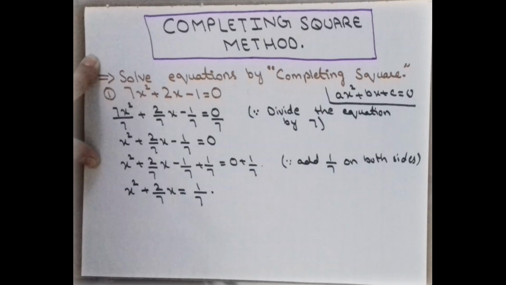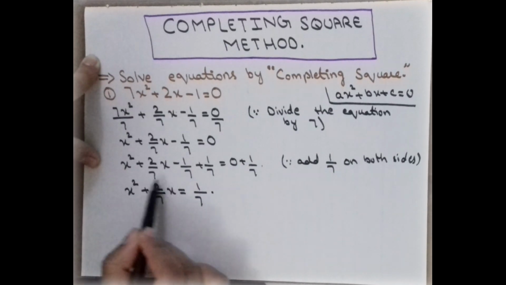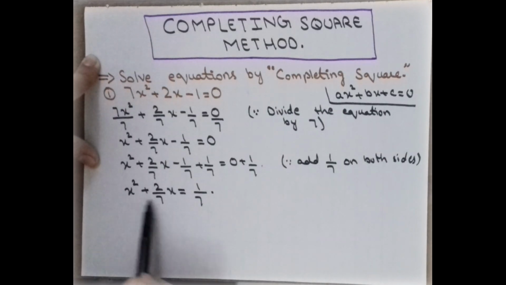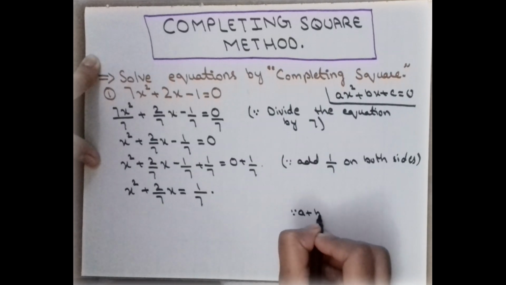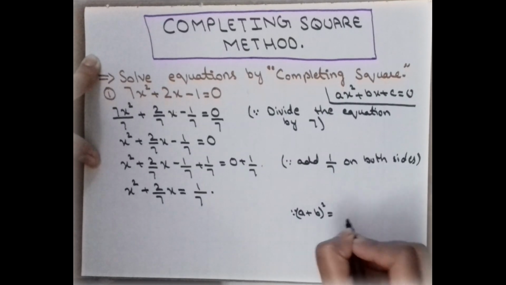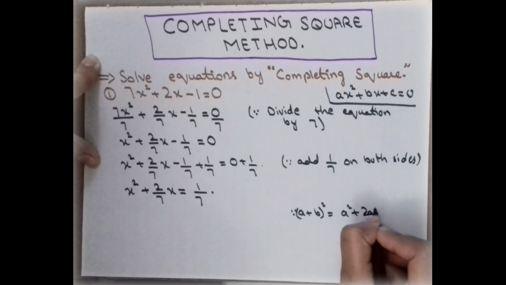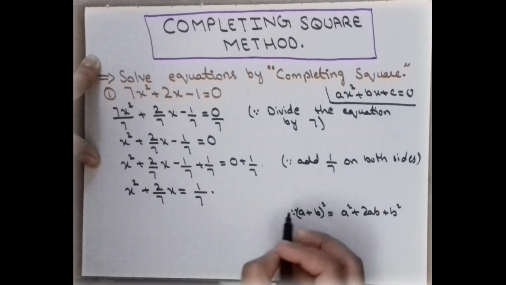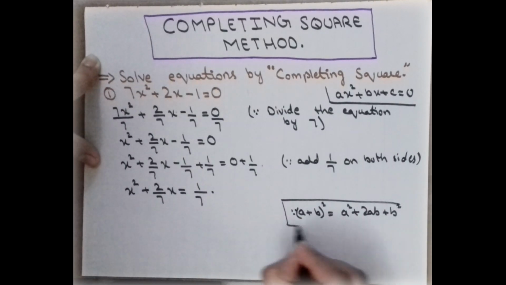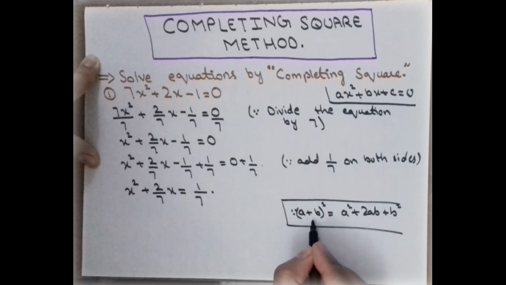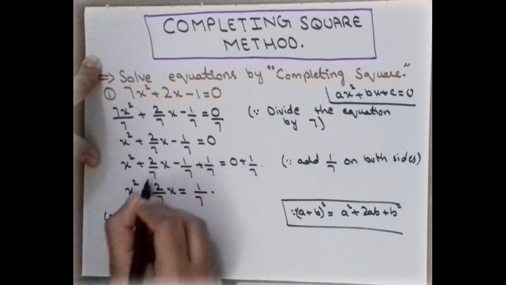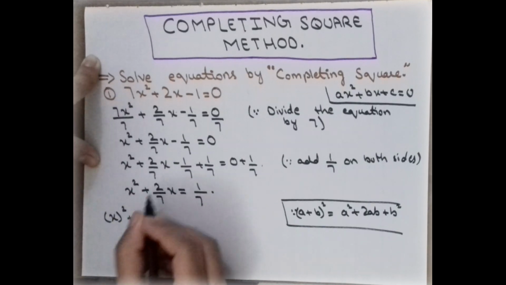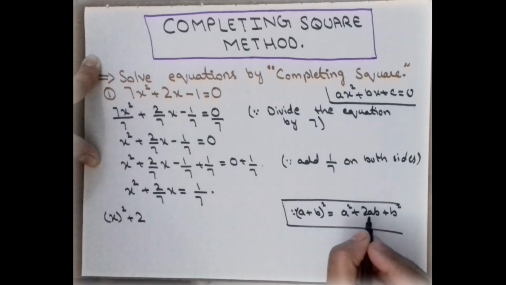Now, as the method's name says, completing the square, we complete the expression as a square. We make this term a square. So what is the formula of the square? (a plus b) square equals a square plus 2ab plus b square. So we make this expression fit this formula. Here we have x square plus 2, and we make this term match the formula, so we write 2 as in the formula and then a.